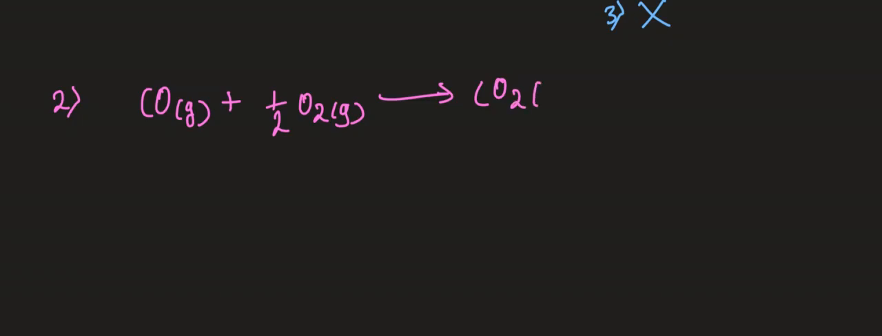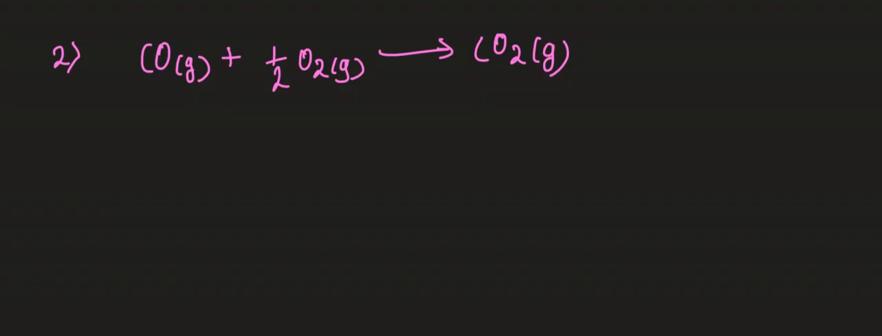In the second example, what I'm going to do is take carbon monoxide gas plus half times oxygen gas, which gives rise to carbon dioxide gas. Clear till here? Right, so let us try to understand whether it is eligible for heat of formation or not.